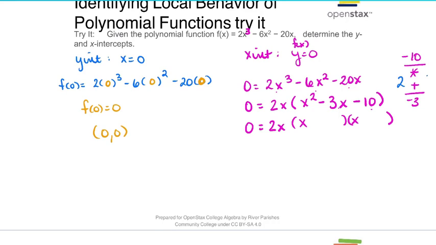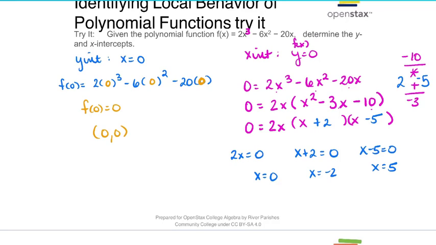So 2 times 5 is 10. We want negative 10. If we make it negative 5, 2 times negative 5 is negative 10, and 2 plus negative 5 is negative 3. So plus 2, minus 5. Then we're going to take each of the factors, 2x, x plus 2, and x minus 5, and set them all equal to 0. And we'll get 0, negative 2, and 5. So for our x-intercepts, we have 0, 0, negative 2, 0, and 5, 0.